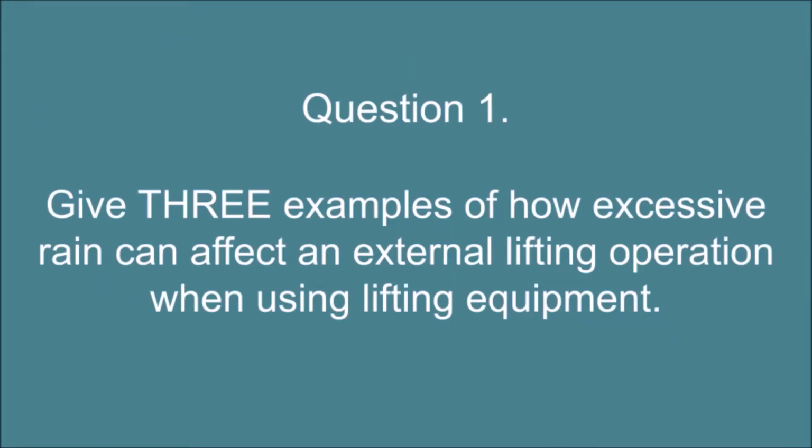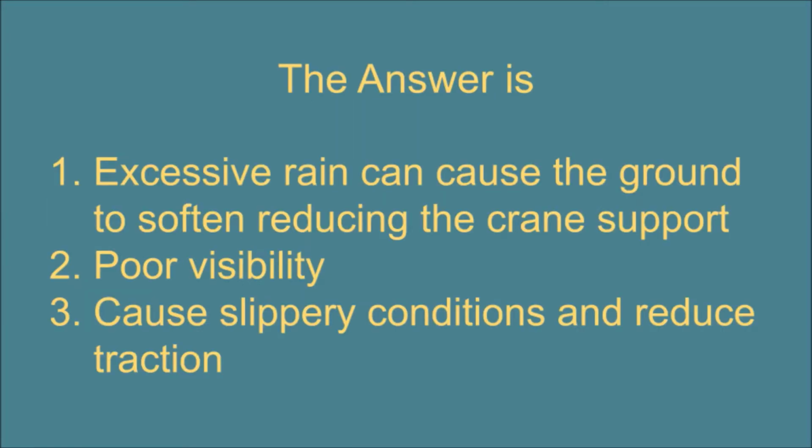Question 1. Give 3 examples of how excessive rain can affect an external lifting operation when using lifting equipment. The answer is: 1. Excessive rain can cause the ground to soften, reducing the crane support. 2. Poor visibility. 3. Cause slippery conditions and reduce traction.